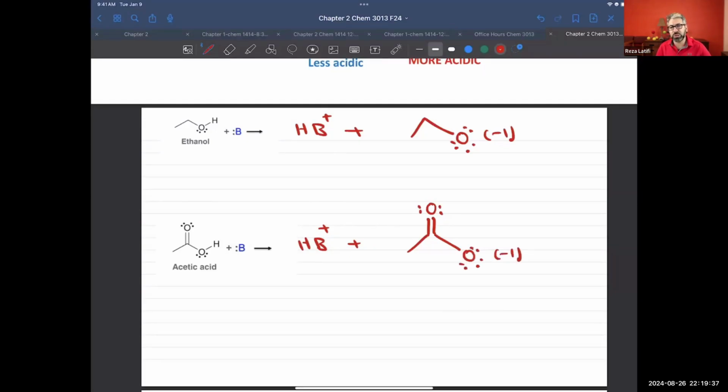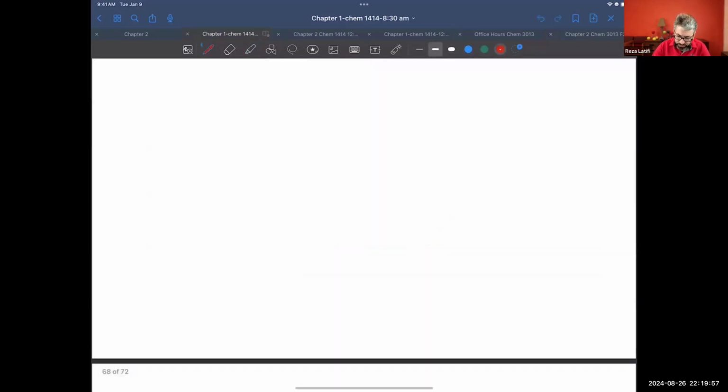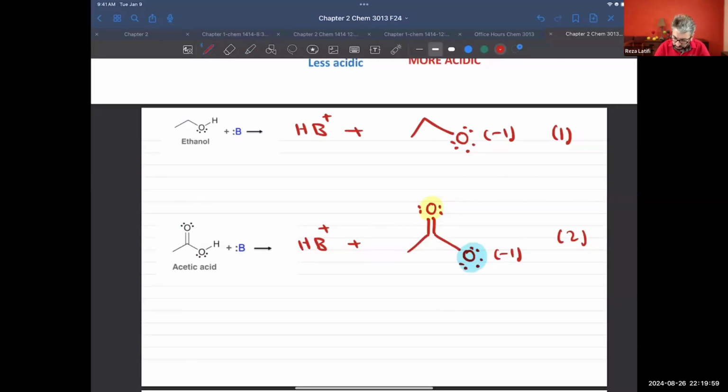Now the question: can we draw any resonance structure? For the first one, no. The first one has no resonance structure at all. The second one, yes, you can draw a resonance structure. You have 2 oxygens, 1 and 2. The one that is yellow has 2 lone pairs, and the blue one has 3 lone pairs. Can I share one of these lone pairs, put it here, and then move those 2 electrons on top of oxygen?